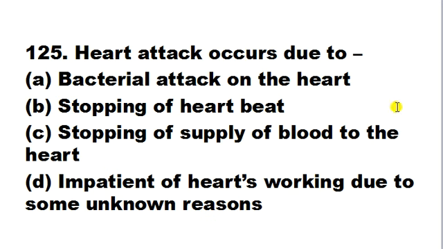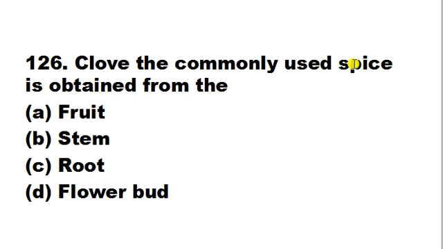Heart attack occurs due to bacterial attack on the heart, stopping of heartbeat, stopping of supply of blood to the heart, impairment of heart's working due to some unknown reasons. Here the correct answer is C. Heart attack occurs due to stopping of supply of blood to the heart. Whenever the artery that supplies blood to our heart gets blocked, in this condition heart attack occurs. Clove, the commonly used spice, is obtained from fruit, stem, root, flower bud.